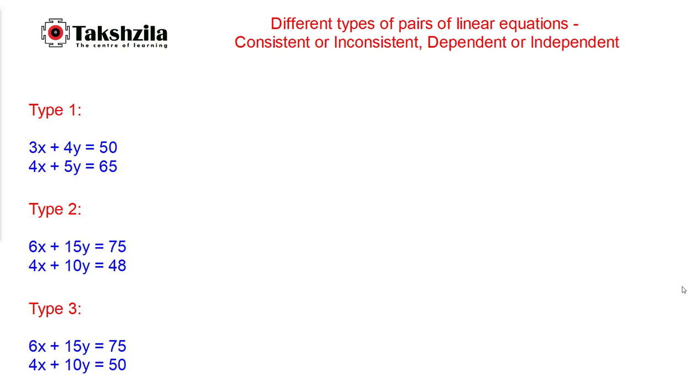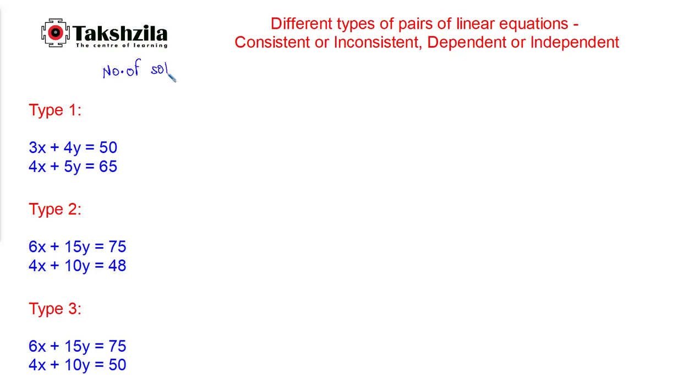Hello everyone. In this video we are going to learn the different types of pairs of linear equations, and along with that we are also going to learn how to identify whether the given pair of equations is consistent or inconsistent, dependent or independent. That depends on the number of solutions after you solve those two linear equations. So let's have a look at it.